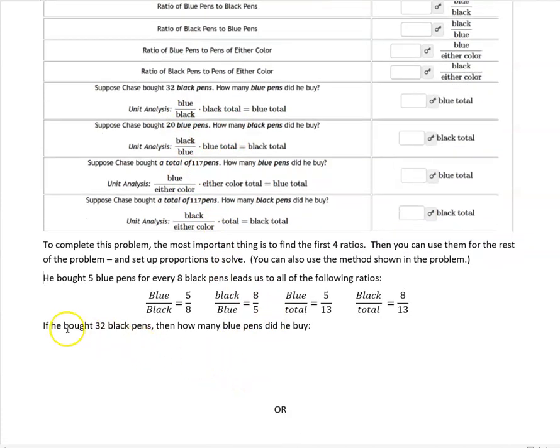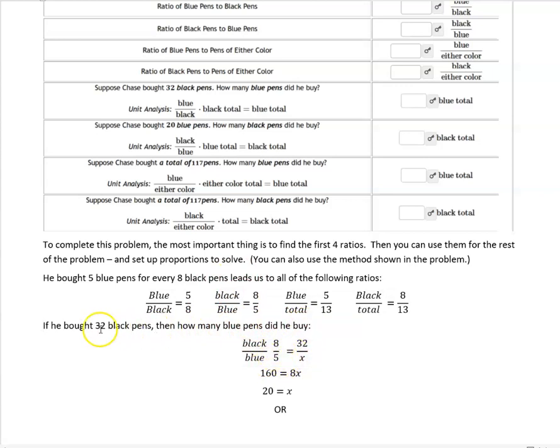In this first one, it says if he bought 32 black pens, how many blue pens did he buy? Whether you went black to blue or blue to black over here doesn't really matter. What matters is if you have black on top, you should have 8, and if you have blue on the bottom, you should have 5. If you used it the other way around, you would get the same answer. You just want to make sure that when you're talking about blue, you have 5, and when you're talking about black, you have 8. Once you set this up, we have 8 black pens for 5 blue. That's the basic ratio that we know. How many blue pens did he buy?